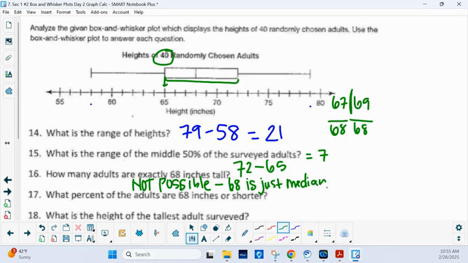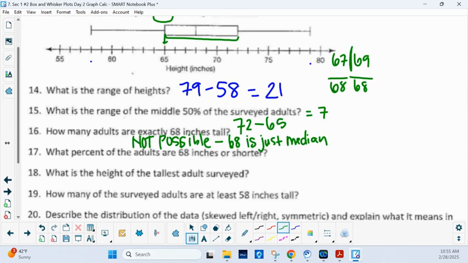We don't know exactly how many. There could be 2, but there could be even more. We don't know. There could be none that are 68. Who knows? We don't know. With a box and whisker, we don't know. All we know is that that's the median. That's the middle. So that helps us on the next question.